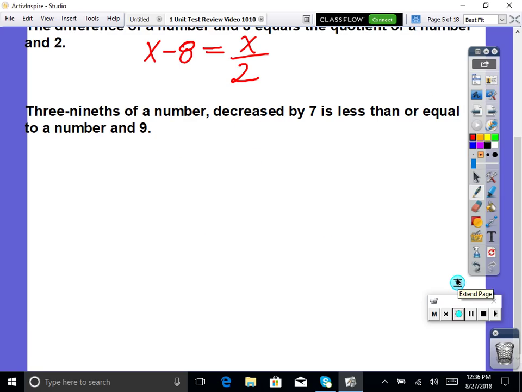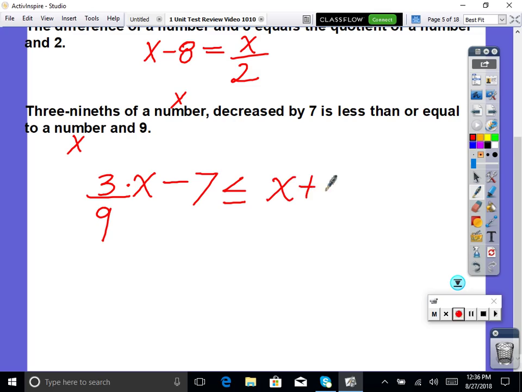3/9 of a number decreased by 7 is less than or equal to a number and 9. So I'm going to go, the number part we don't know, x. Okay, so 3/9 of a number x, so that would be times x, decreased by 7, so that'd be minus 7, is less than or equal to a number and 9. So x plus 9, because a number and 9, and is plus. So that's how we'd write that one.